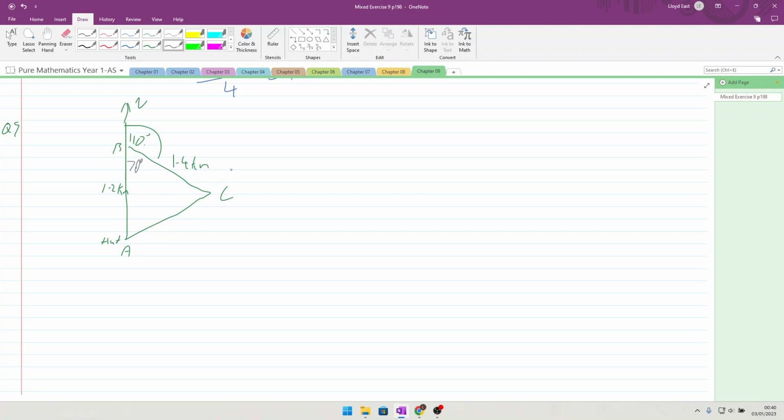It looks like we're going to use the cosine rule, so we're going to use a squared equals b squared plus c squared minus 2bc cos A. And that is where this would be A. That would be angle A. We can go for side B. We can go for side C. Giving us angle B and angle C if we really wanted to use them.